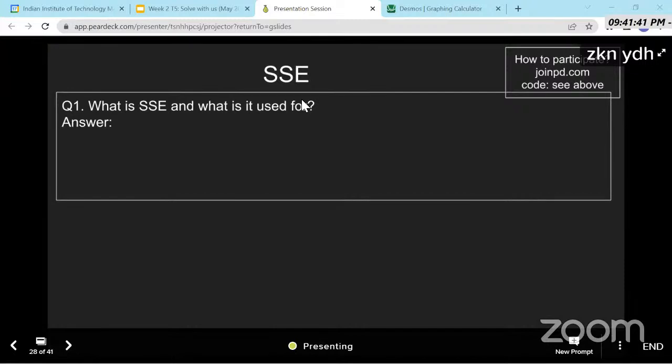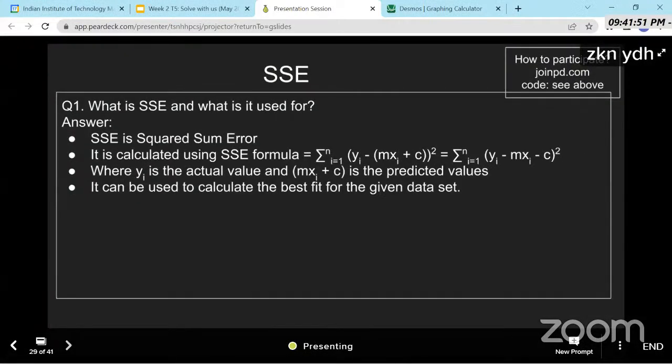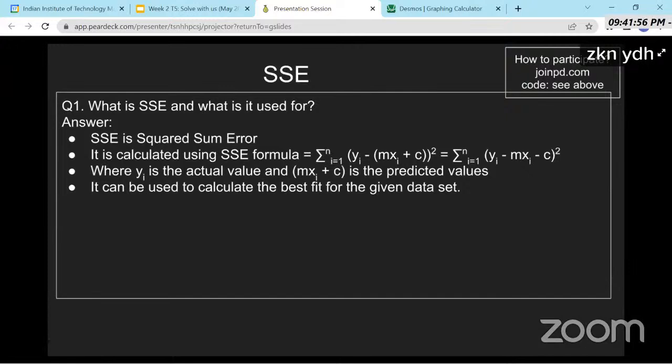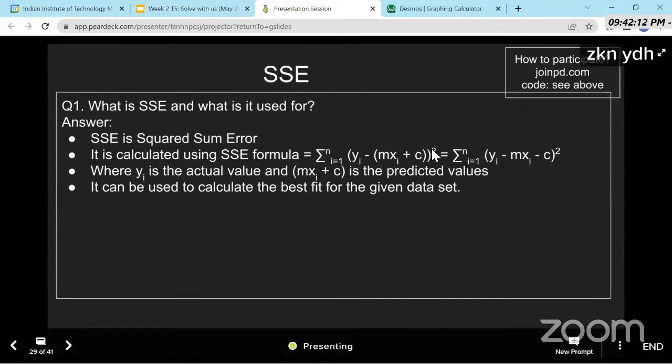Maybe I can ask just one person randomly, and that should suffice. So what is SSC? We all know what it is, right? It's a sum squared error. And how is this calculated? You know the formula: summation from 1 to n, where n is basically the entry number, of (yi minus (m xi plus c)) the whole squared. And when you solve this, you get expressions like this.